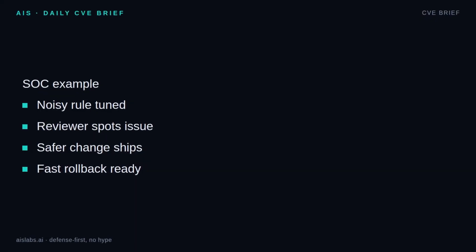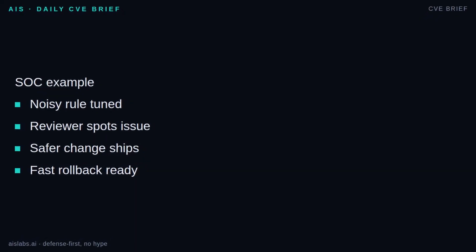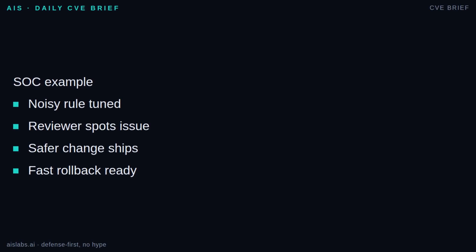Here is a real SOC pattern. A team has a rule for impossible travel. It fires too often for a remote support group. An analyst wants to add an exception. In the old model, they would edit the rule in the console and hope the noise drops. In the rules as code model, they change the rule file and open a pull request. The diff shows one new exclusion.